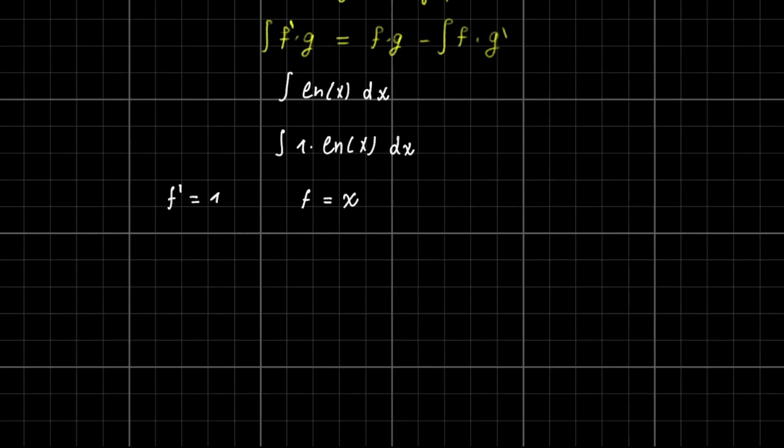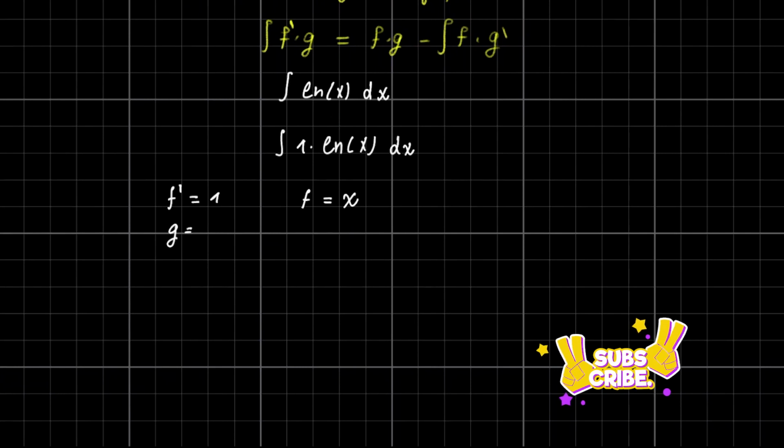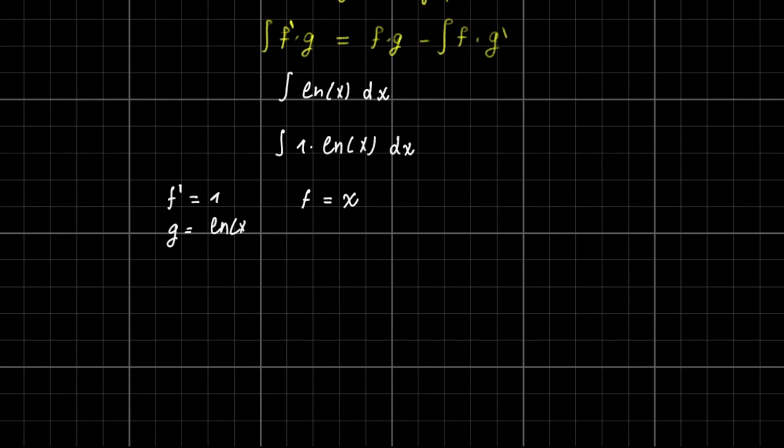And now I have my other function, ln of x. That's going to be the original function. So g is equal to ln of x. And now I need to derive that, and we know that the derivative of ln of x is basically 1 over x. And now all we have to do is basically use the formula.